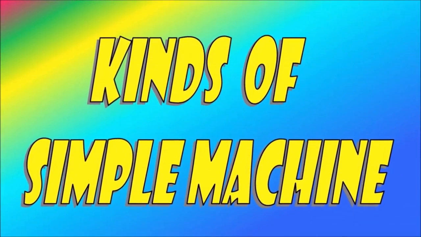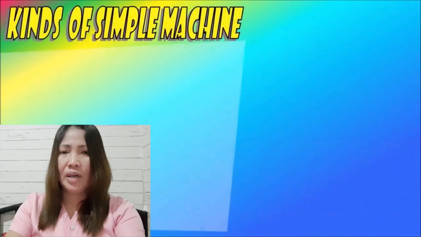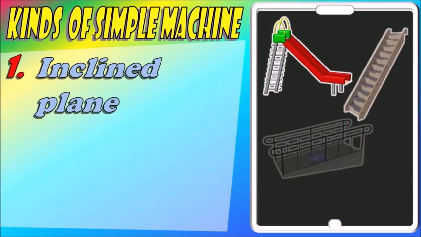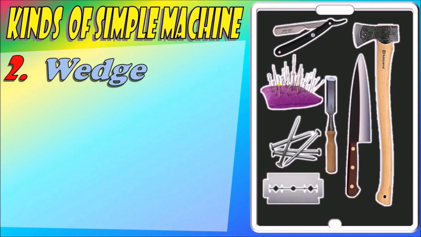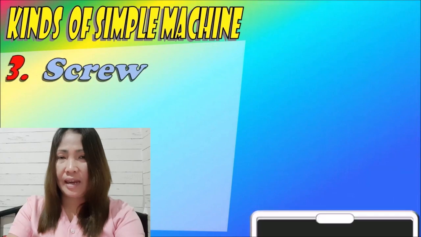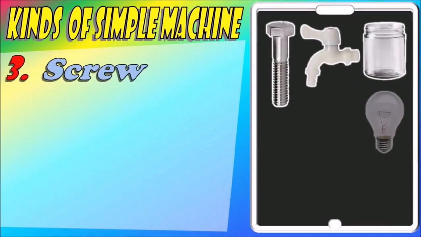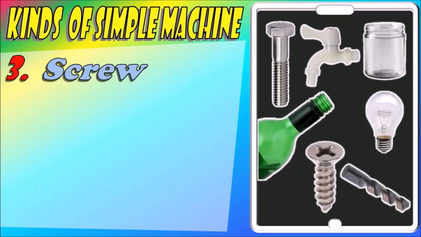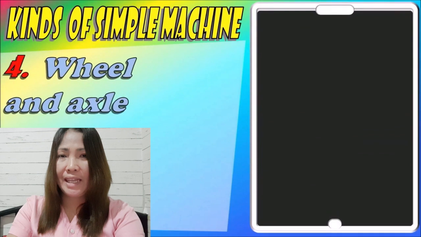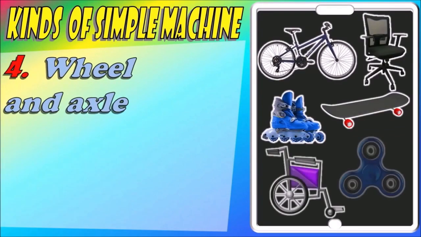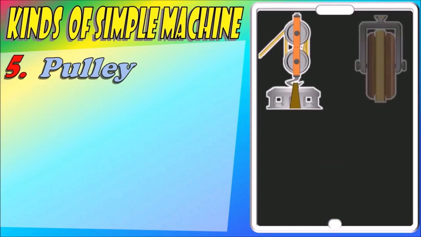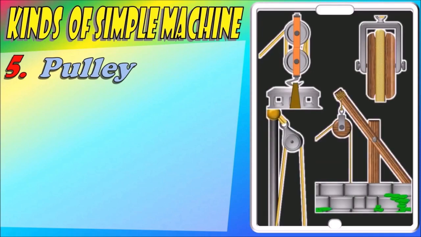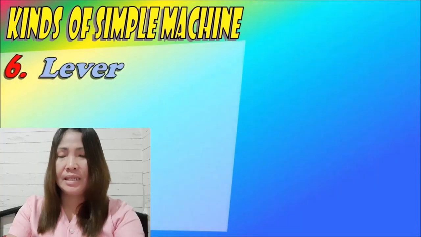These are the different kinds of simple machine. 1 is inclined plane. 2, wedge. 3, screw. 4, wheel and axle. 5, pulley. 6, lever.